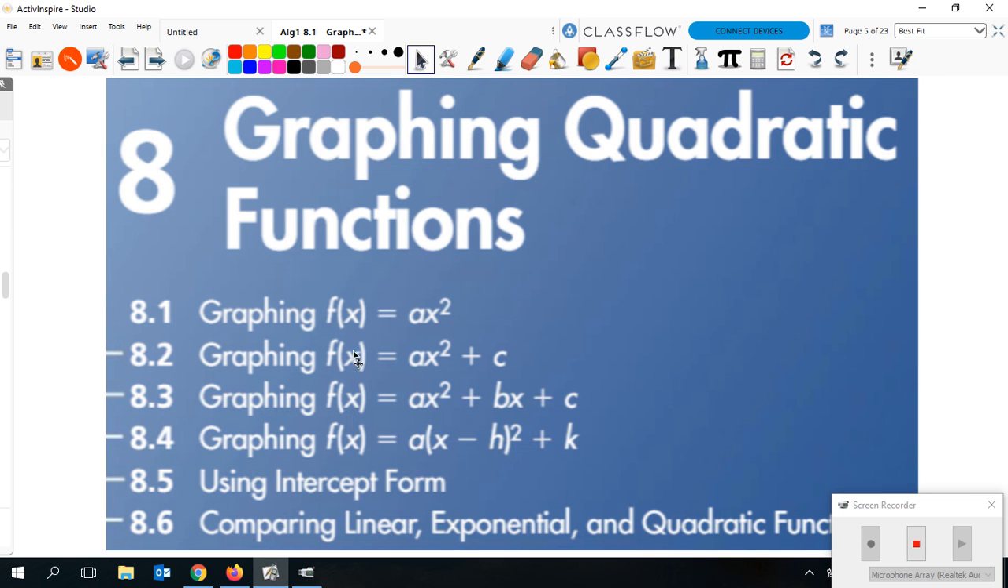We start by just building at the beginning of just the ax squared, then we add in a little extra, then we add in some more, and then we change it up a little bit. So we're just taking one step at a time, but they're all quadratic functions. They're all going to look the same as far as the shape of the graph and all that.